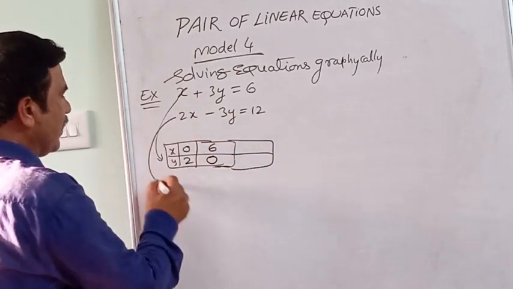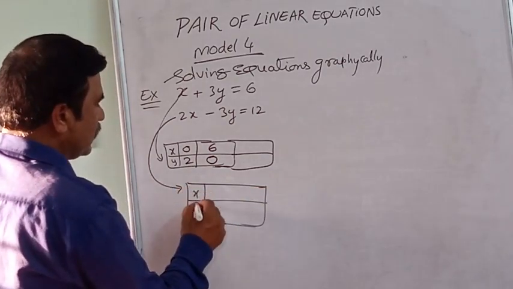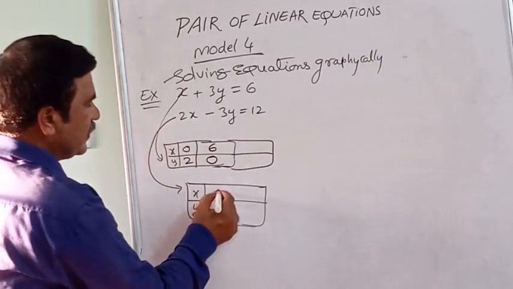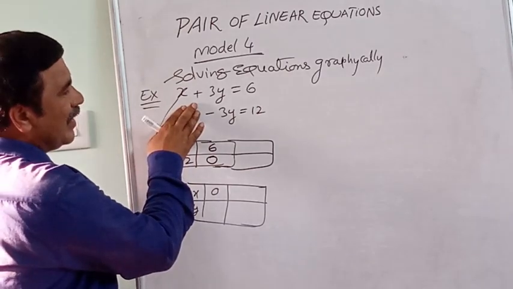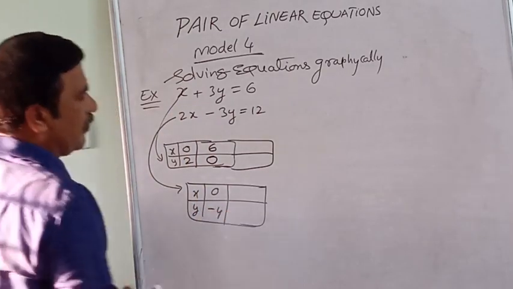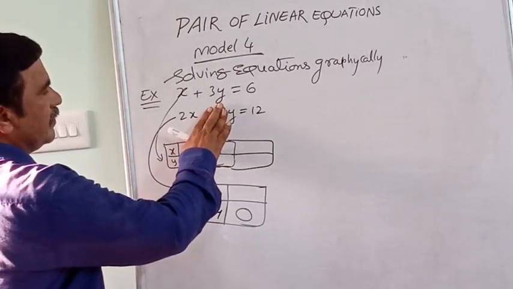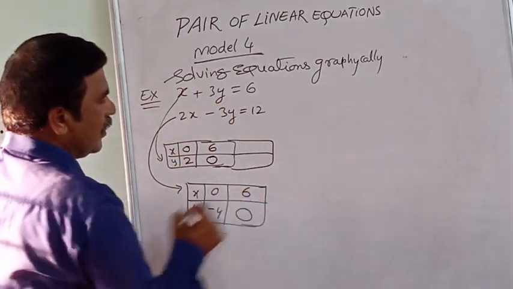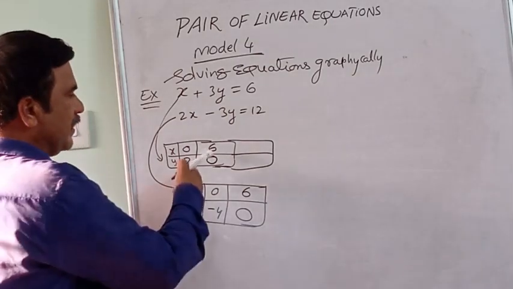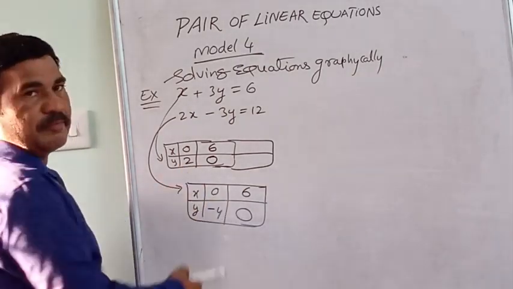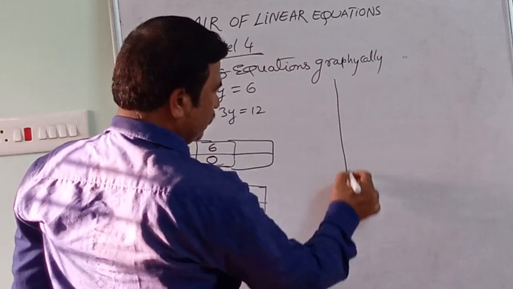See, for the second equation also, take points x, y. If x is 0, this is blocked, then minus 3y is equal to 12. That means y is equal to minus 4. If y is 0, that means this is absent. 2x is equal to 12. Therefore x is equal to 6. Now see, by seeing these points, 6, 0 is present in both. That is the solution that you can see from the graph also.